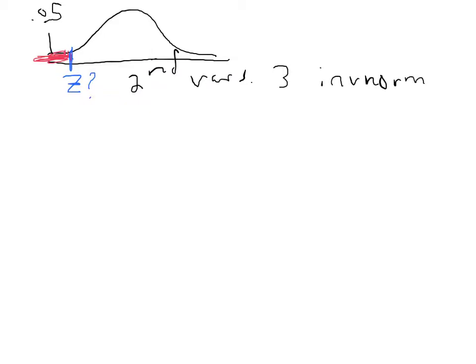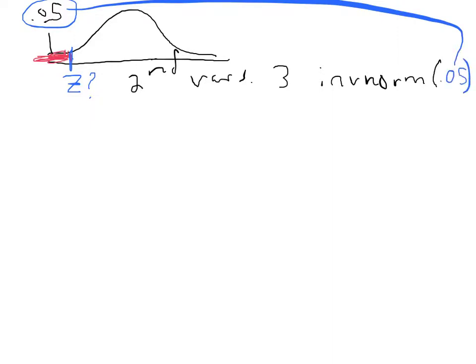And the way the inverse norm function works is when you click on that, it's going to set up a parenthesis, and all you have to do is put the cumulative area from the left to the right into that parenthesis and hit enter. So when I do that, 0.05, and I hit enter, it gives me a value of negative 1.6448, which rounded to the nearest hundredth would be negative 1.65. So that's the way it's done using the inverse norm function in the calculator. It's a lot easier than using the tables.